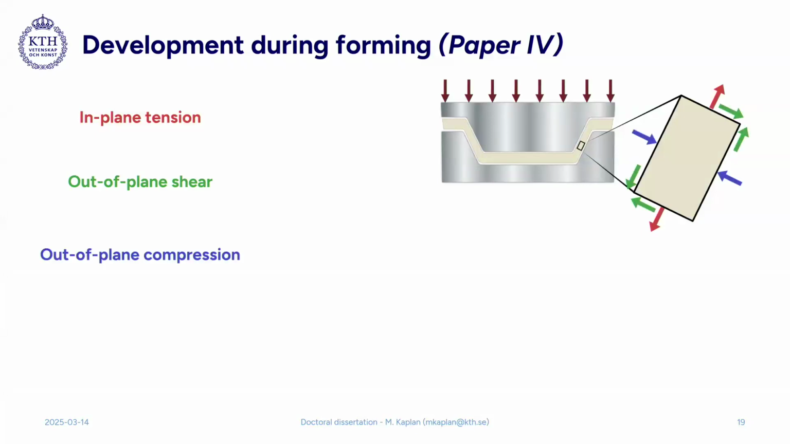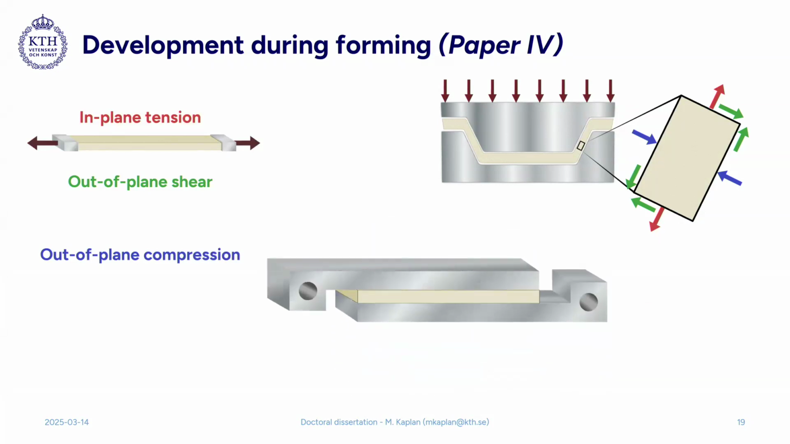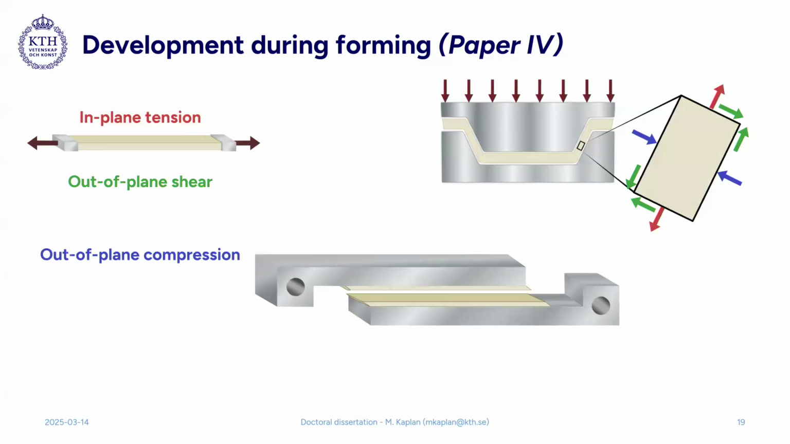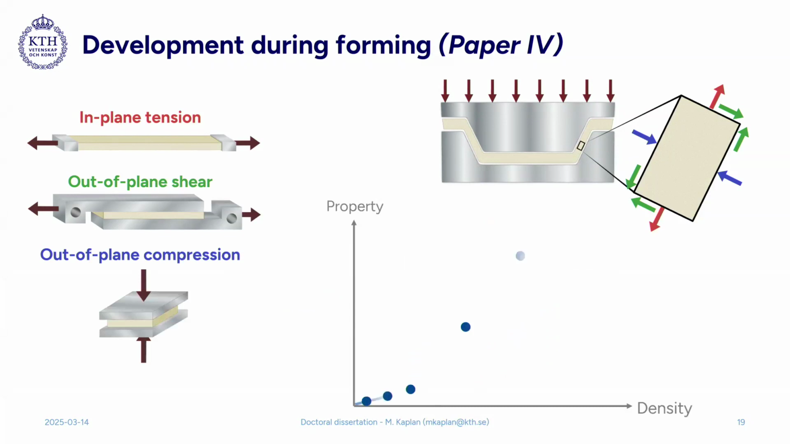And so we wanted our testing to reflect these modes. So we did tension testing, and we also did an out-of-plane shear test that you can see here, called the rigid block shear method. And then finally, we also tested the materials in transversal compression. The idea for all of these tests was to be able to follow how these properties develop with the densification.